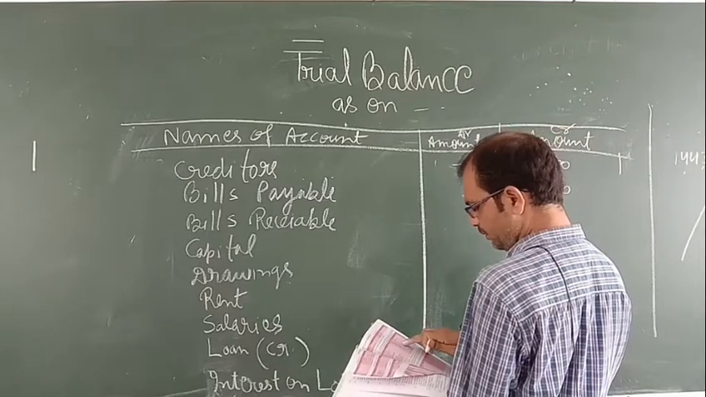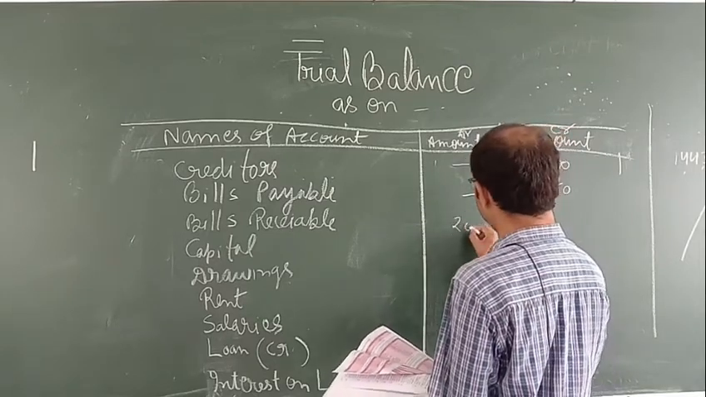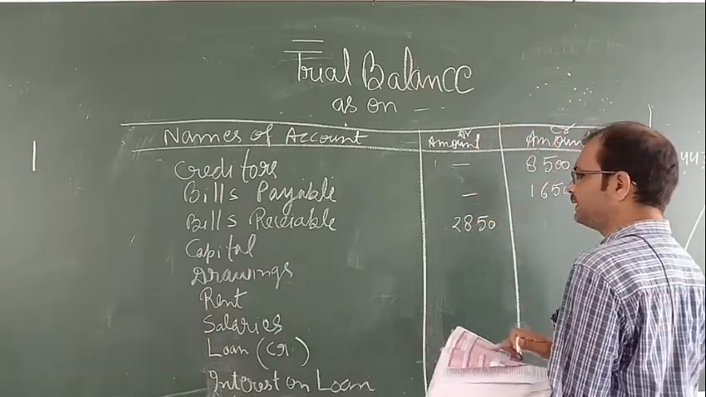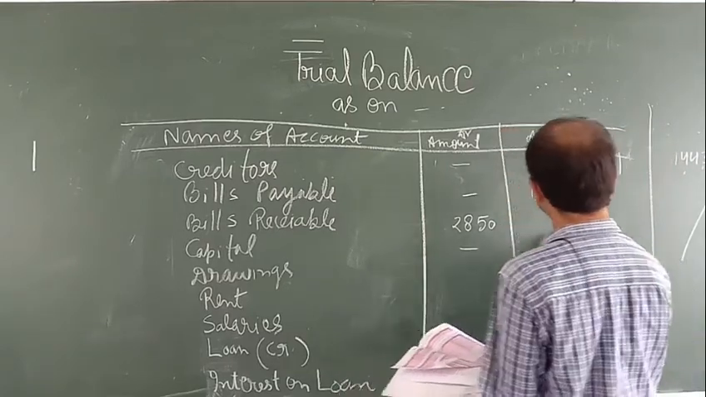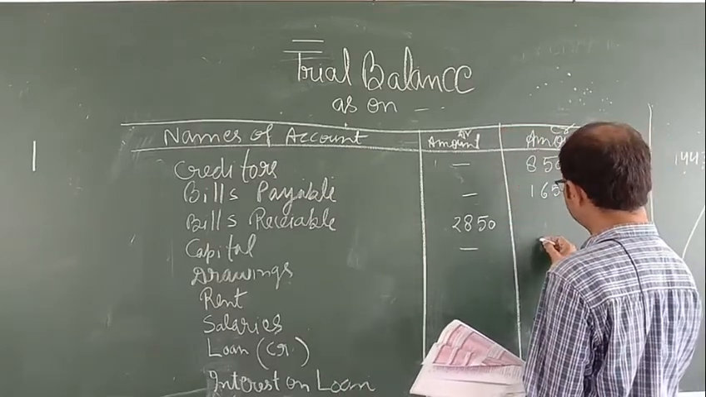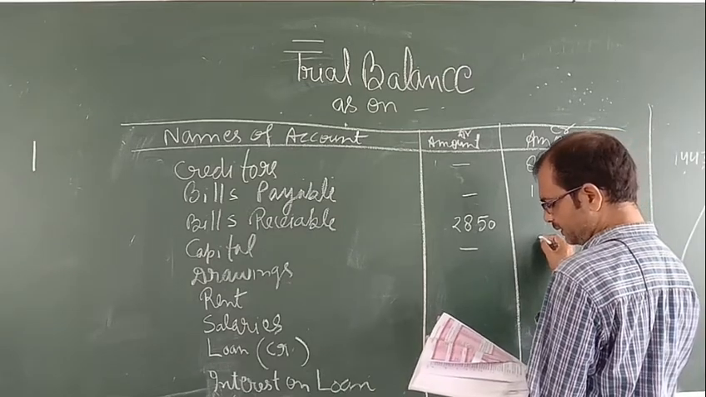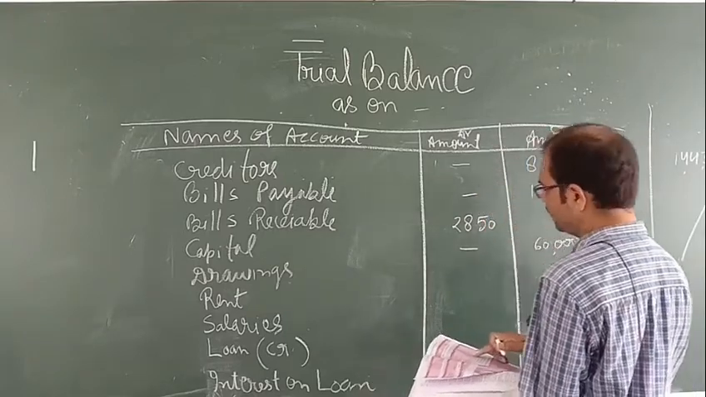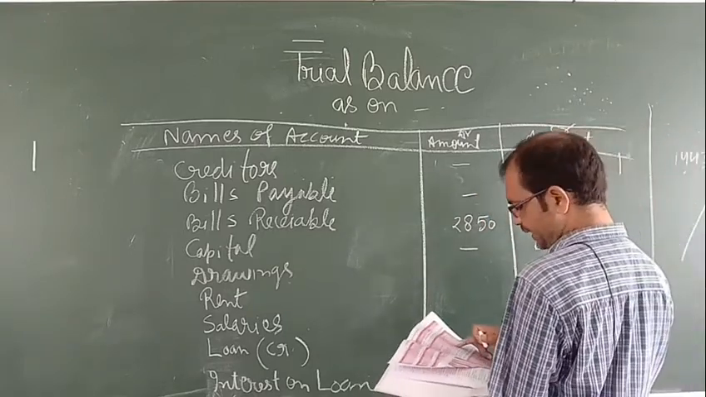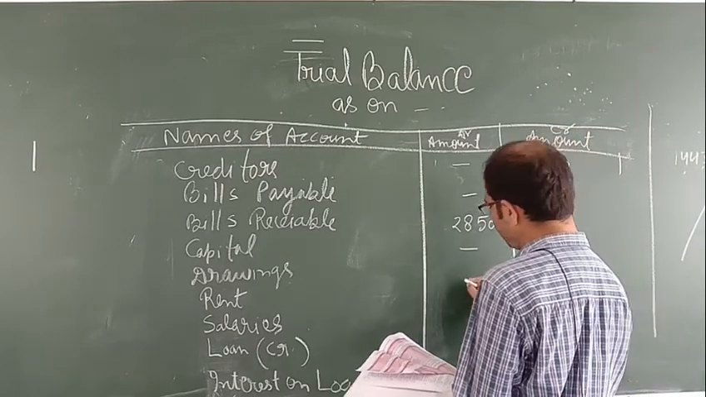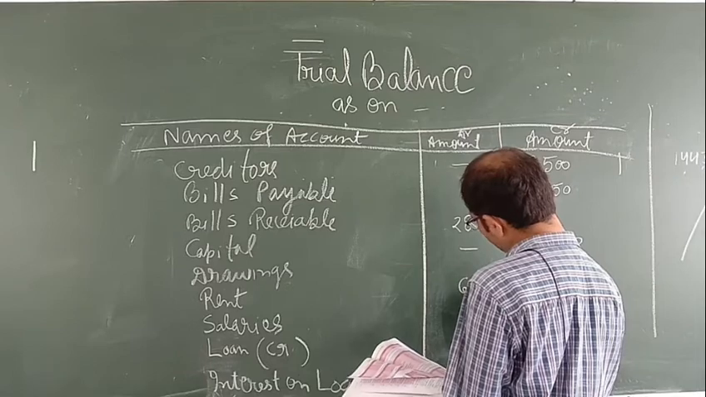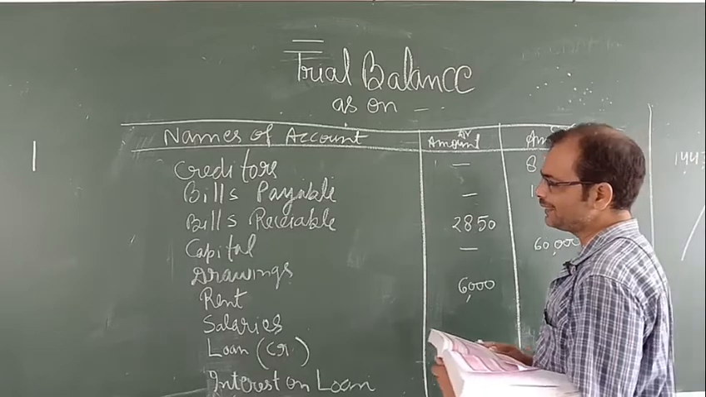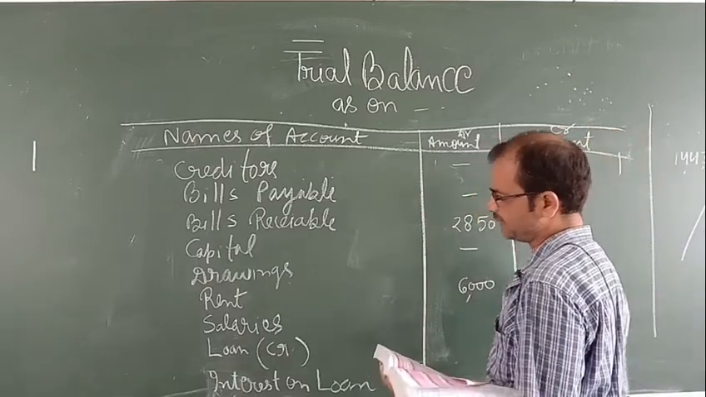Bills receivable is given as 2,850. And capital is a liability, so it will come in the credit side. All the liabilities have credit balances. Rupees 60,000 is given for capital. And drawings is an expense, it will come in the debit side. When we draw money from our business, it is an expense for the business.